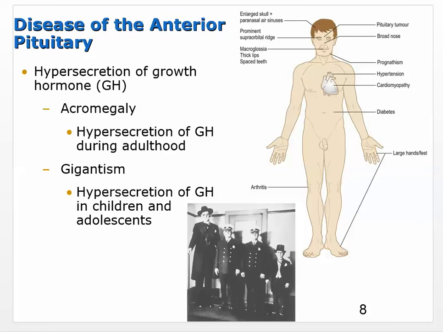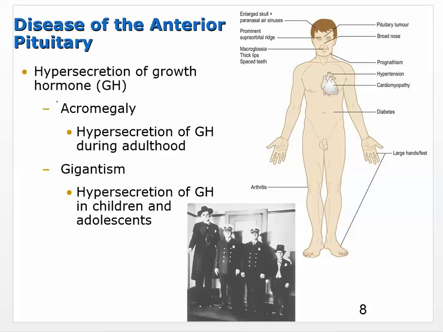So let's talk about some of these, and probably this is why I mentioned growth hormone so quickly. It's one of them we're going to cover. But hypersecretion of growth hormones. Let's say you have one of these benign adenomas, these tumors, and it's causing you to produce too much growth hormone.